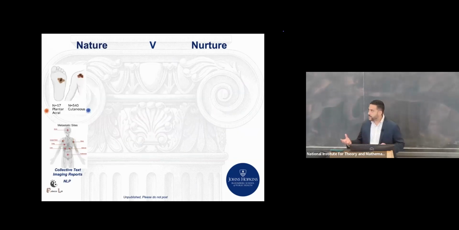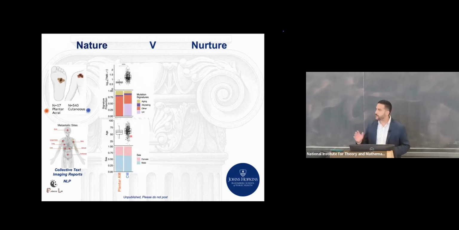So to begin, we acquired some beautiful clinical samples. We have a cohort of 17 plantar acral melanomas. So plantar is the bottom of your foot. And we have 540 cutaneous melanomas. These cohorts had collective text imaging reports that allowed the application of a natural language program that could identify specific metastatic sites in patients over time.